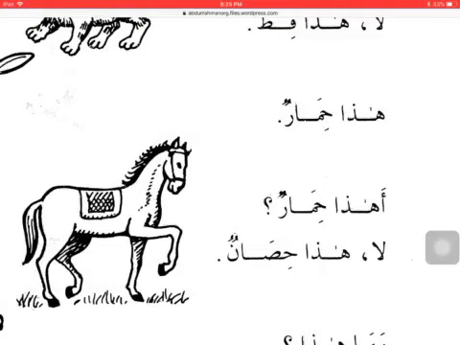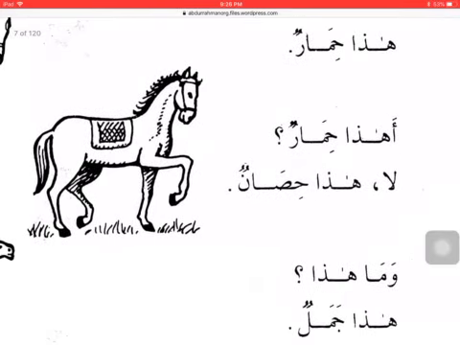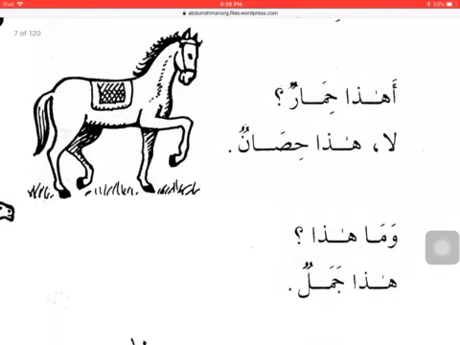هذا حمار. Long vowel alif. حمار. This is a donkey. Next, أهذا حمار. Now it's not a donkey but a horse. So the answer will be لا. لا. هذا حصان. So we are learning a new word.